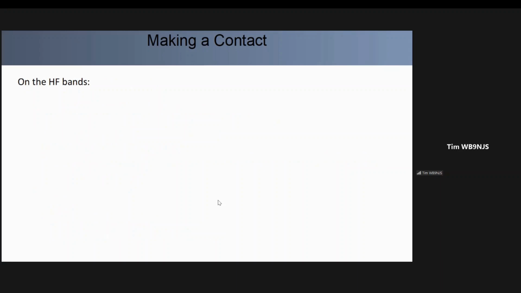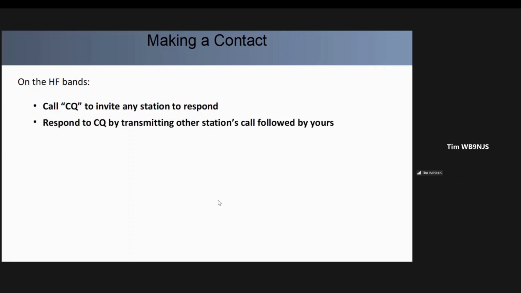So I mentioned things are a little different on HF versus VHF, UHF. On HF bands, there's a procedural signal known as CQ, and if you think about it, it could be "seek you." I'm CQing you. I'm looking for you. It's an invitation. CQ is an invitation for any station to respond, so it's a way of saying calling any station. As I mentioned before, when you start calling CQ, make sure you've listened and nobody else is using the frequency.